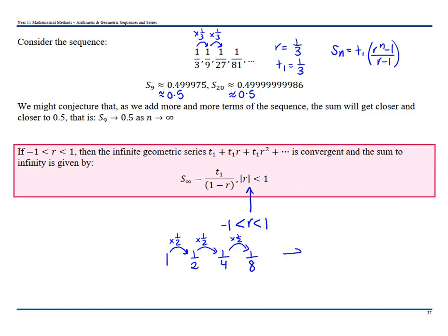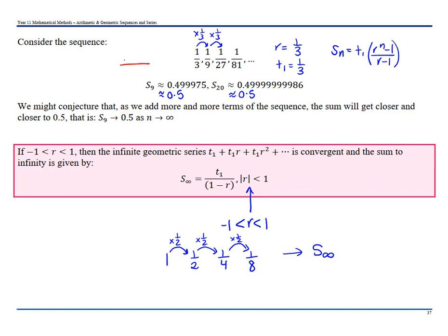And that's where we get to our infinite geometric sequence, so our sum as n approaches infinity. So if R is between -1 and 1, then the infinite geometric series T1 plus T1 times R plus T1 times R squared, etc., is convergent. So it goes towards a certain number. And the sum to infinity is given by S of infinity equals T1 over 1 minus R.